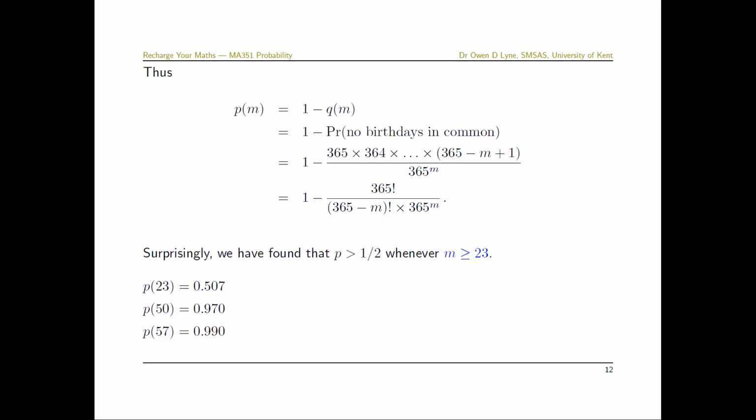Here's my expression for the probability P that I do have a match. That's 1 minus Q. And so I can write it in this form. And surprisingly, we found that P is greater than a half whenever m is greater than or equal to 23. P of 23 is actually 0.507. By the time we have 50 people in the room, it's 0.970 to 3 decimal places. With 57 people, it's 0.990. So there's a 99% chance if you have 57 people in the room that you will have such a match.